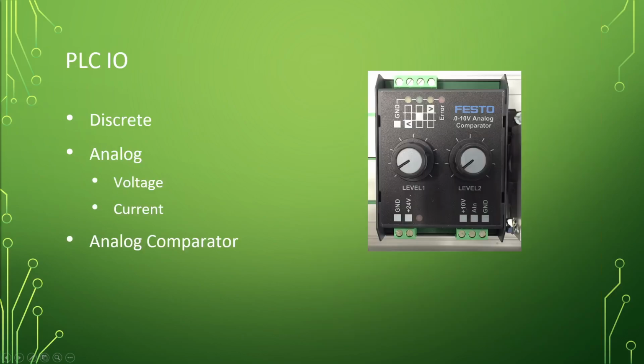So discrete would be the sensors that we've been dealing with, whether it's an actual physical button you're touching or those proximity sensors. Those are discrete. They are on or they are off. There is no other state. You may hear someone refer to those as digital inputs, and I am one of those people. I call them a digital input.